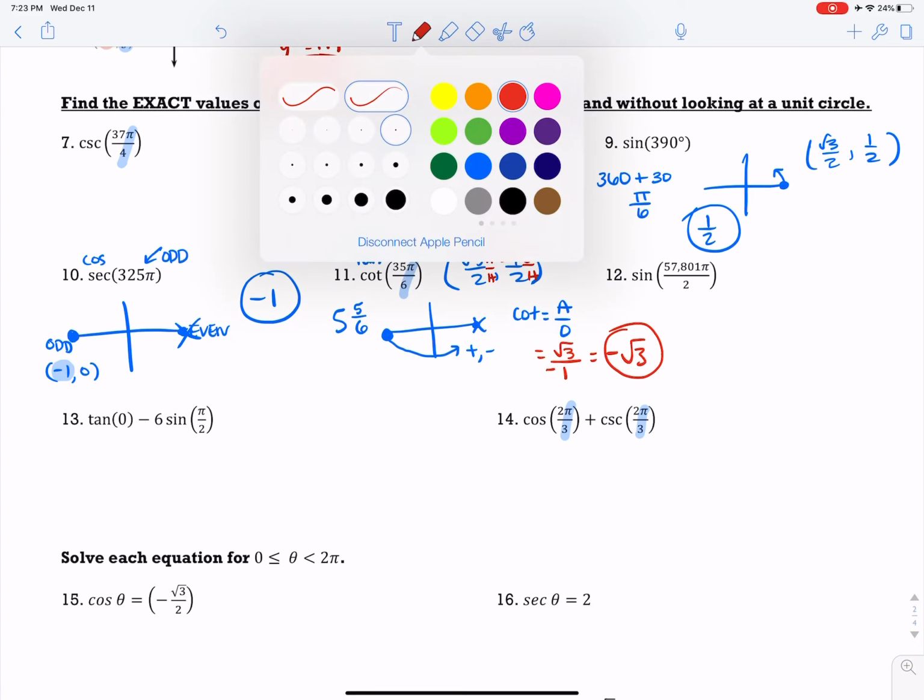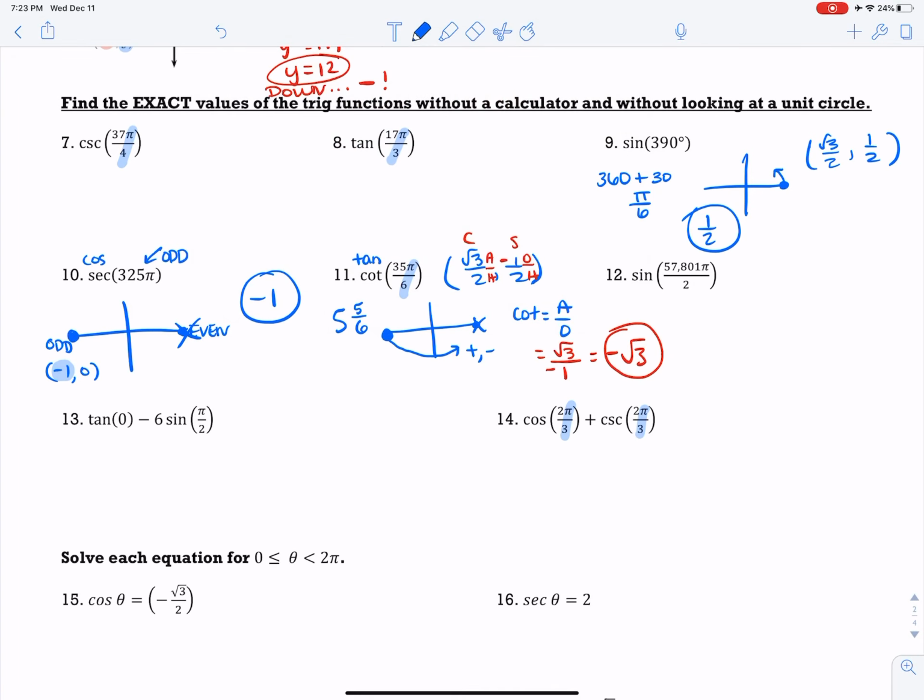All right, next one. This one here, we're doing the exact same thing. All right, so we know it's got to be out of 2, so it's going to land up there or it's going to land down here. This one's a little bit different.